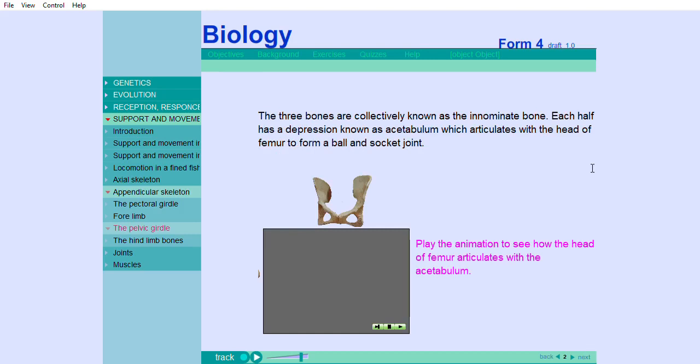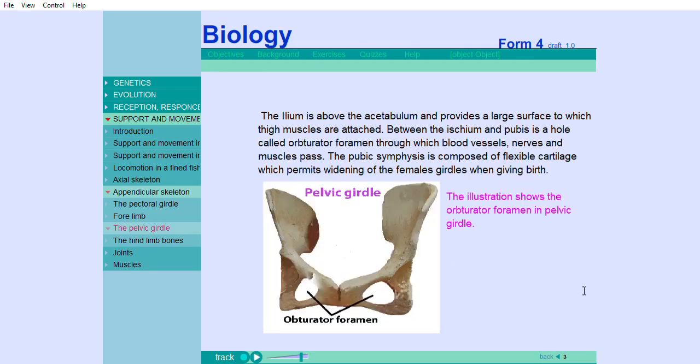Each half has a depression known as the acetabulum, which articulates with the head of the femur to form a ball and socket joint. Play the animation to see how the head of the femur articulates with the acetabulum. The ilium is above the acetabulum and provides a large surface area to which thigh muscles are attached. Between the ischium and pubis is a hole called the obturator foramen through which blood vessels, nerves, and muscles pass.